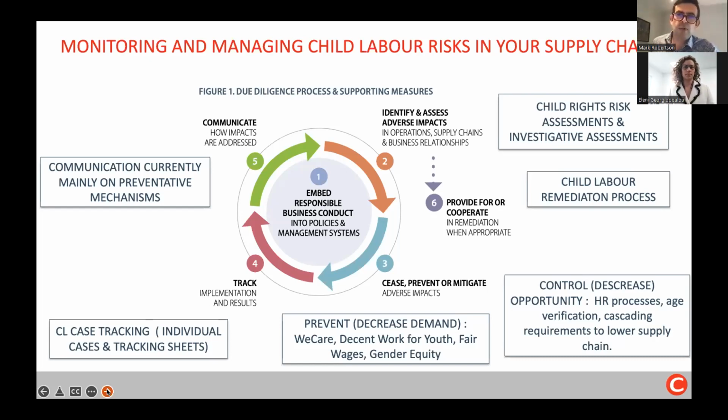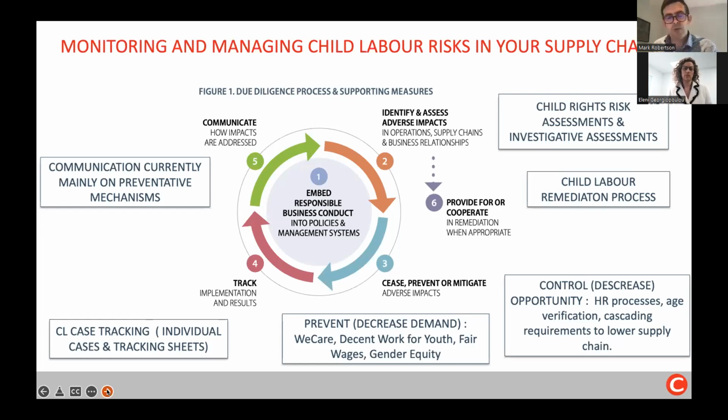But then it's also about looking at how you're identifying and assessing risk. Through the work we do with brands and retailers, a big and increasing focus of ours is conducting child rights risk assessments. So helping you understand what the child labour risks are at the top of your supply chain, and then working down the various tiers in your supply chain to map and understand risks, which is part of the identify and assess areas.